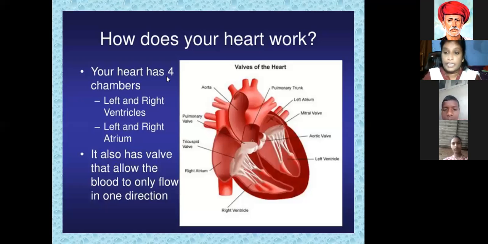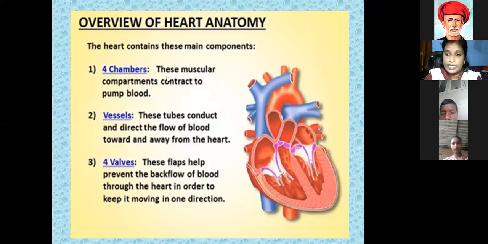Okay, observe this slide very carefully. Overall, the heart contains main components. What are these main components?